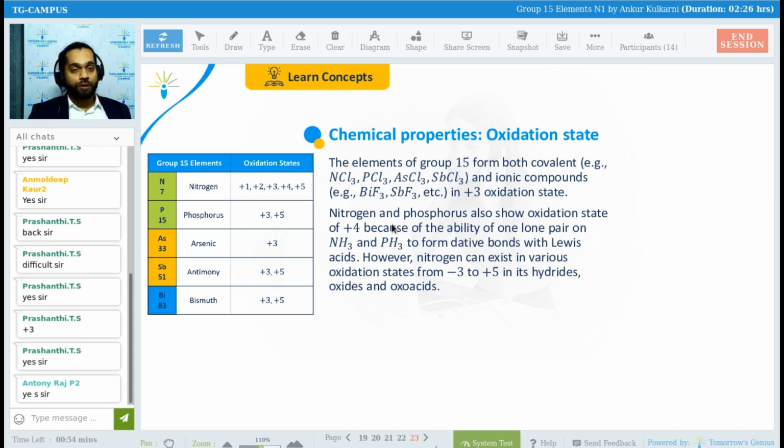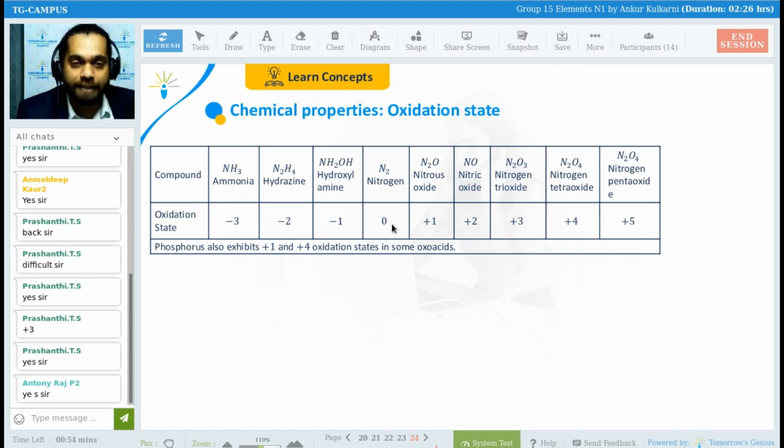Now nitrogen. Nitrogen is very versatile. It has almost all of the oxidation states. For example, look over here: from -3, it has oxidation states till +5.